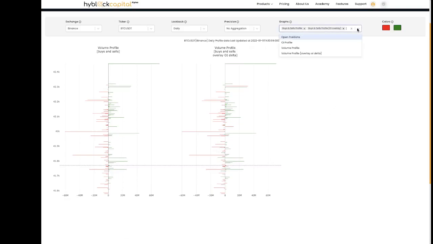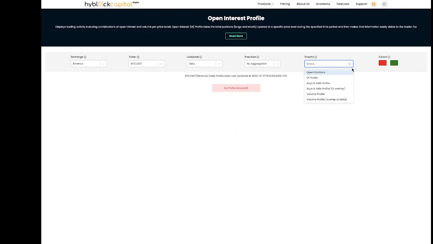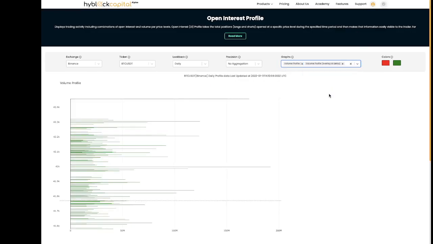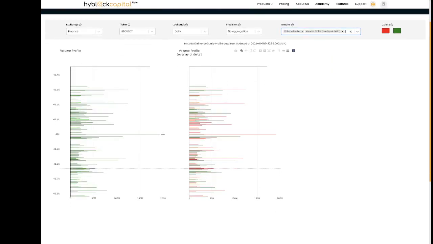Lastly, we can take a look at the last two profile graphs, which are our volume profiles. Click on these two here. So the volume profile is the total volume at each price level. And the volume profile with OI overlay is the same volume profile, but the two colors represent whether OI increased or decreased at that price. This is useful when you want to see high volume bars, but that are also linked with a net increase in positions or a net decrease in positions.